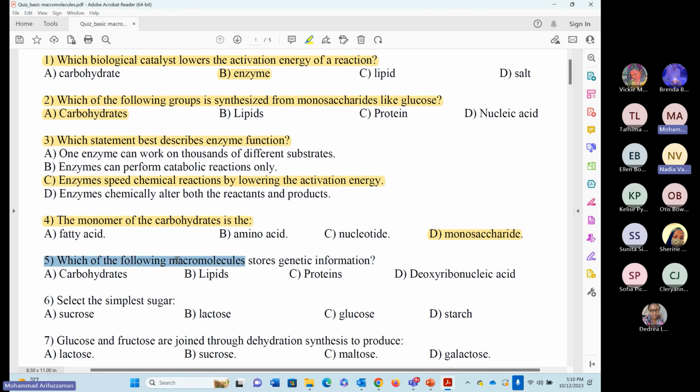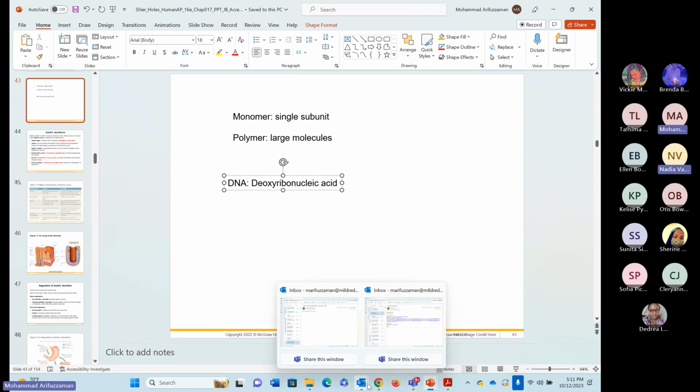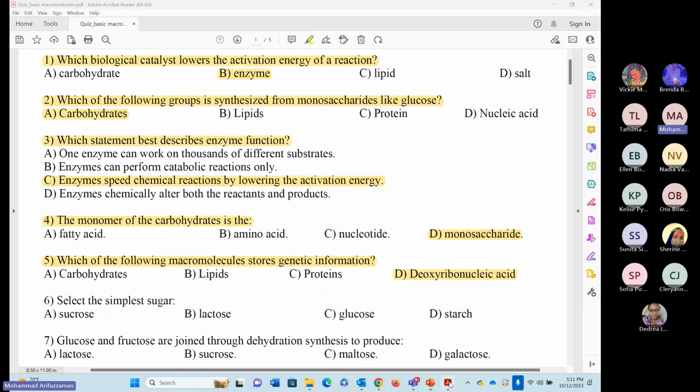Which of the following molecules stores genetic information? D? Yes, deoxyribonucleic acid. What is deoxyribonucleic acid? It is DNA. Good. Deoxyribonucleic acid, so that is DNA, and DNA stores genetic information. Good.